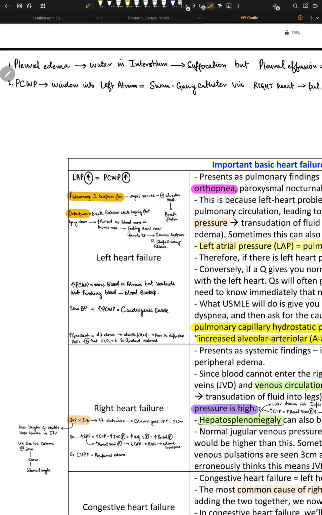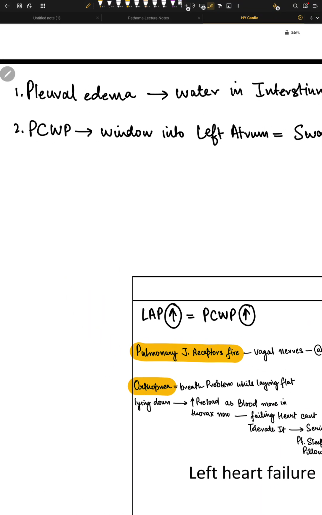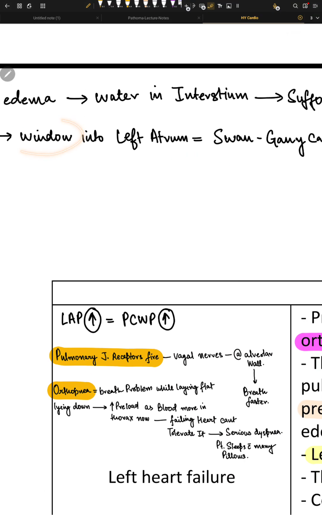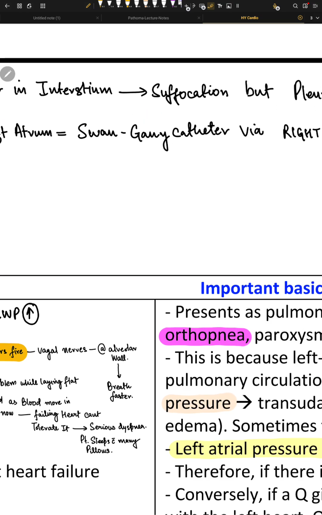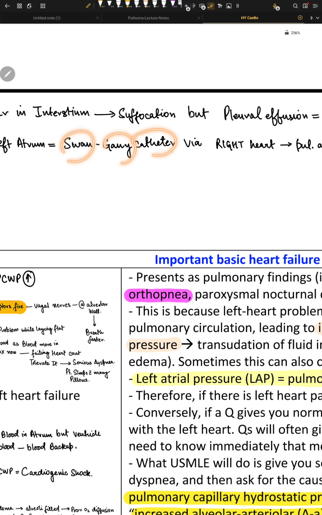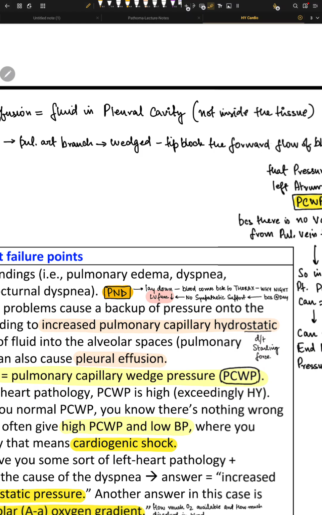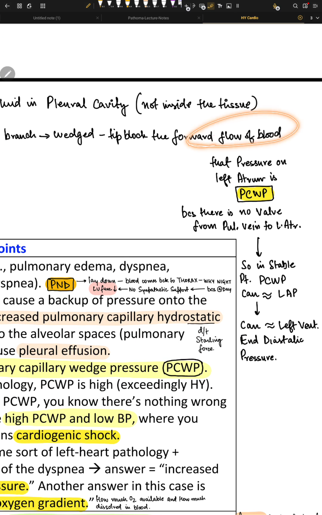Now what is this pulmonary capillary wedge pressure thing? What is PCWP? Let's try to understand that. It's a window into the left atrium. We push a Swan-Ganz catheter via the right heart, and then we push the catheter through the pulmonary artery branch, and then this wedge tip blocks the forward flow of the blood.